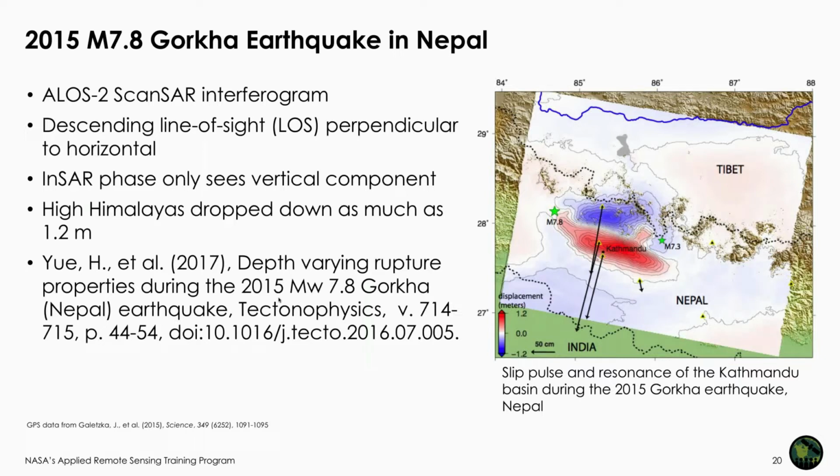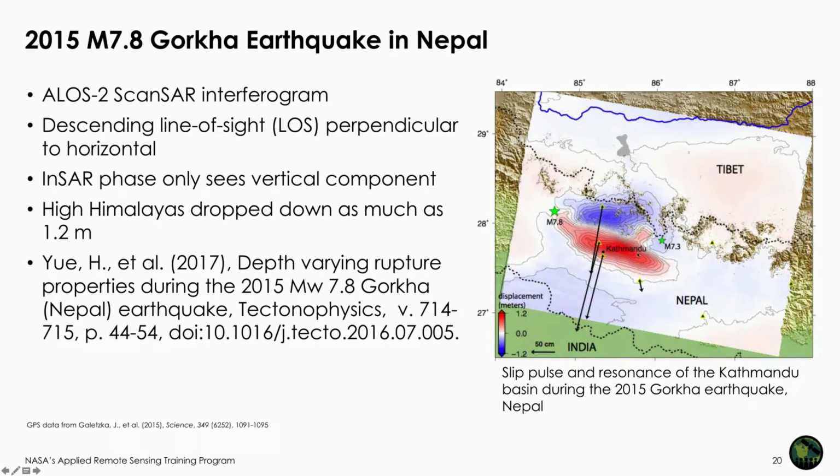This is an example of an earthquake that happened in Nepal in 2015. It was a magnitude 7.8 earthquake. And this is an interferogram from a Japanese satellite called ALOS-2. And it has a very wide radar swath, 350 kilometers wide. So we're able to measure the deformation of the whole length of the earthquake. The earthquake rupture is about 180 kilometers length.